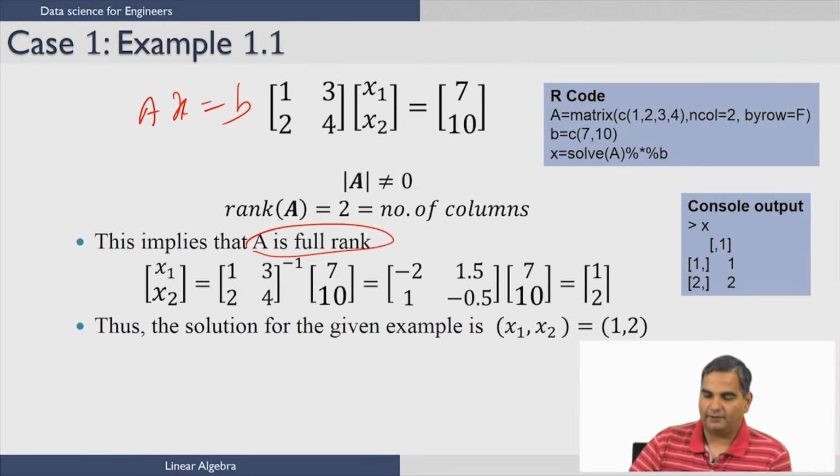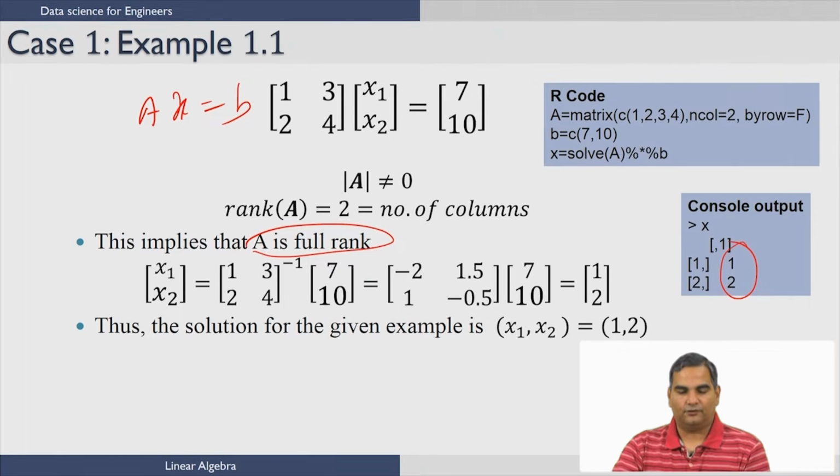Now, if you want to write an R code for this, it is very simple. You write the A matrix, put the numbers in c and then define the number of columns. You define what b is and then simply use the command solve for x to get the solution, and as you notice here, the solution is 1 2.